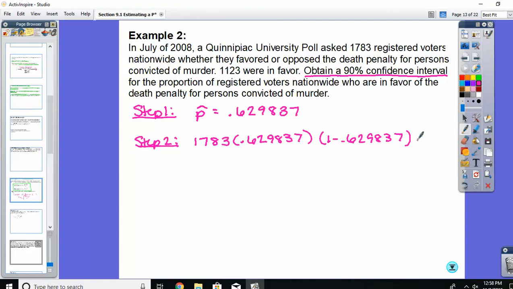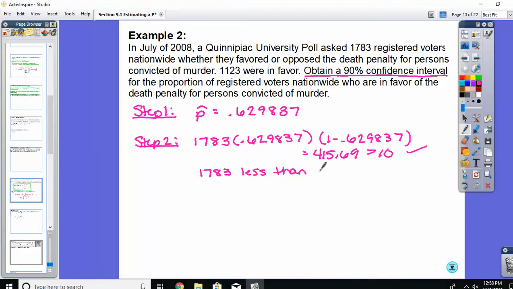Gives me 415.69, which is definitely greater than 10. So that requirement's met. Second requirement, the 1783 has to be less than 5% of the population. Is it? Yeah.